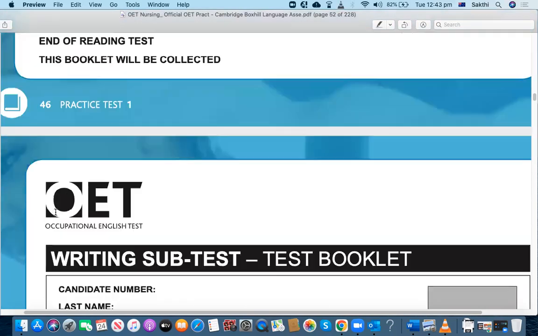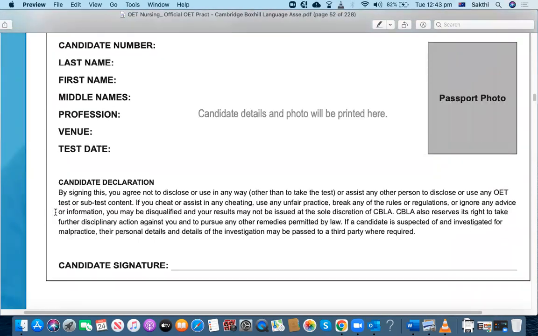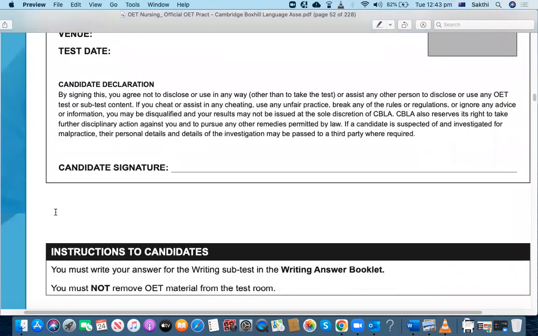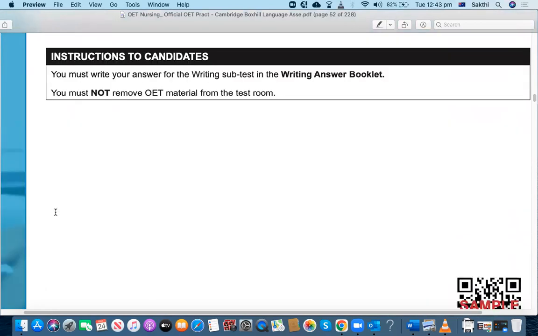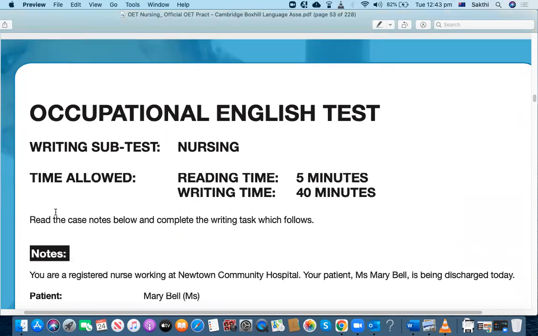So this is the cover page. This is the first page you'll get. They don't allow you to open it until they ask you to do so, so you should not open the pages inside the booklet. Is that clear? Now let's go to the next page.